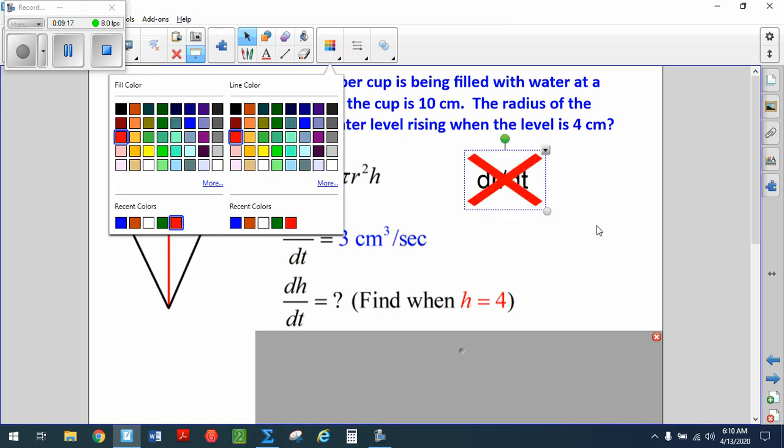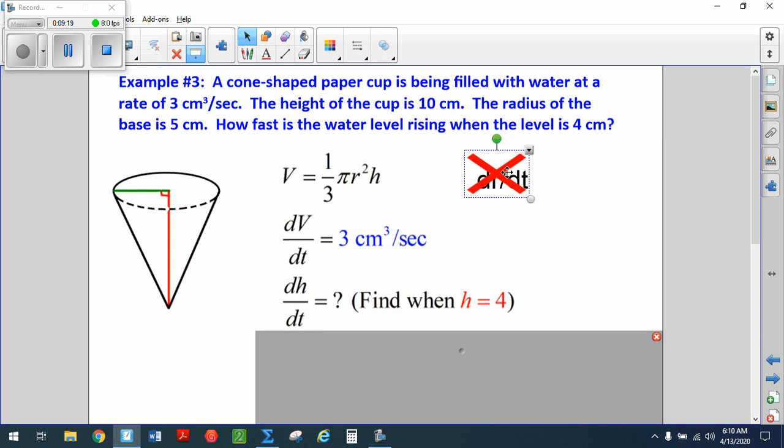Going through a lot of work just to say that if I did implicit differentiation, I'd have a dV/dt, I'd have a dr/dt, and a dh/dt, and I'd have to use the product rule. But I don't have dr/dt. Like, they didn't ask me for it. They didn't give it to me.